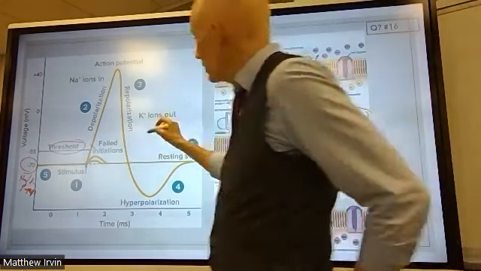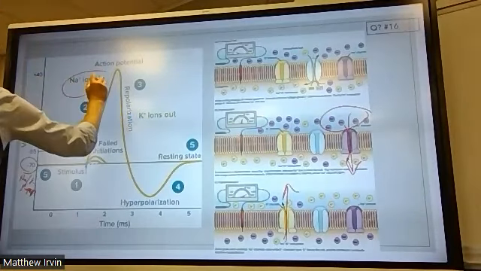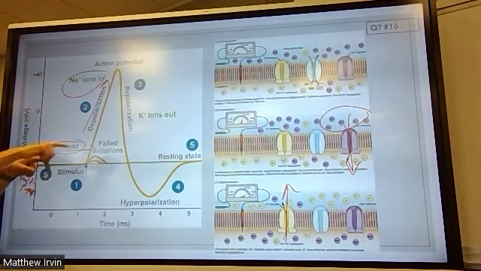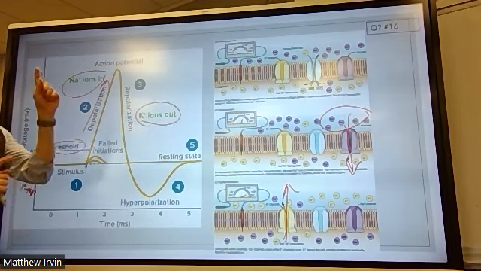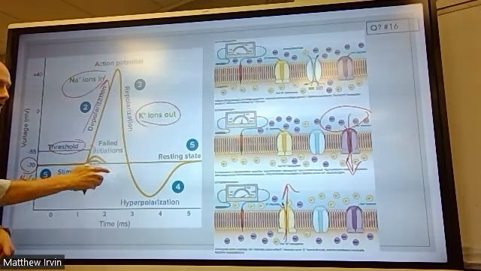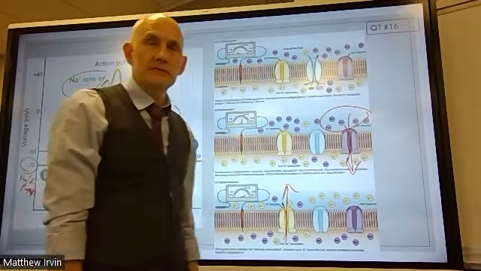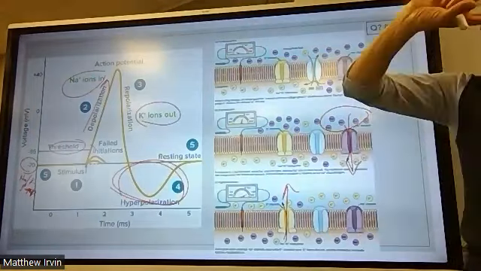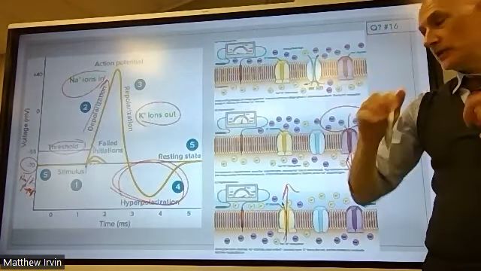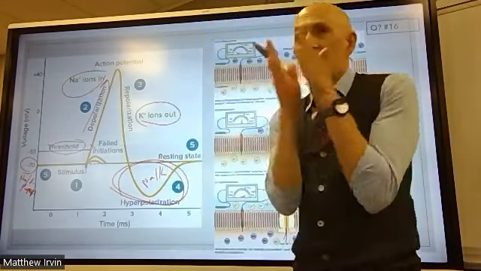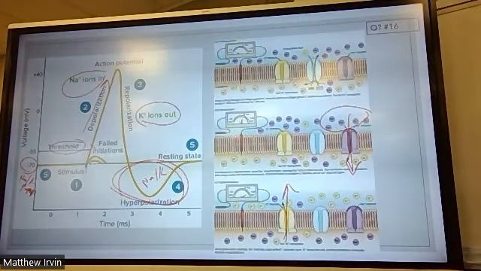So this is our sodium going in, the rising, because the internal charge is going up, because you've got lots of positive ions coming into the neuron. Then the potassium flows out, so now your positives are going out, so your charge falls. And then why does it dip way down right there? What's happening? We are resetting. So we're doing our sodium potassium pump again.